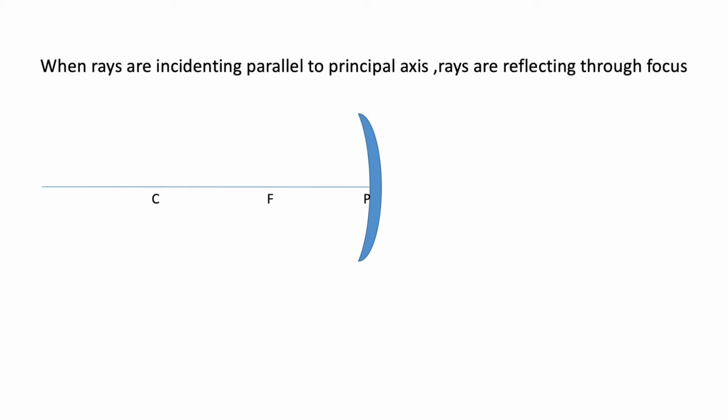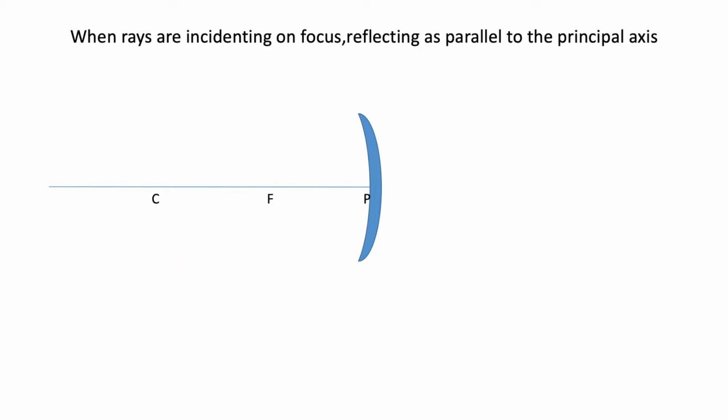This is the first case, when rays are incident parallel to the principal axis. If the rays come parallel to the principal axis from the object, the reflected rays will pass through the focus. This is the first ray diagram and we will draw this. The ray is parallel to the principal axis. This is the incident ray and the reflected ray goes through the focus. This is the first ray diagram.